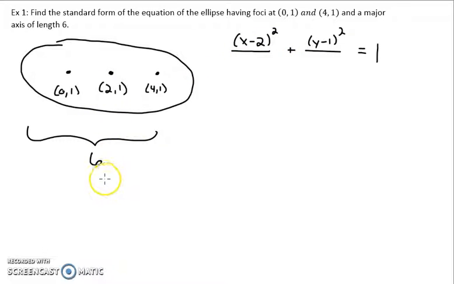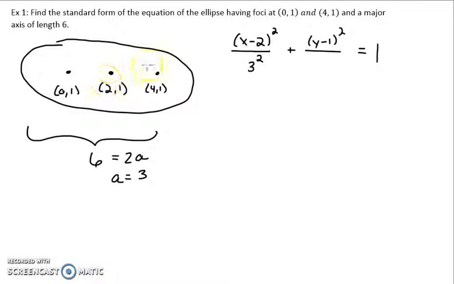So if we look, we have to figure out what that a is. We know the major axis is this way, and we saw that the major axis is going to be 2 times a. So we know a is going to be equal to 3. So we can put a 3 squared in the denominator there.